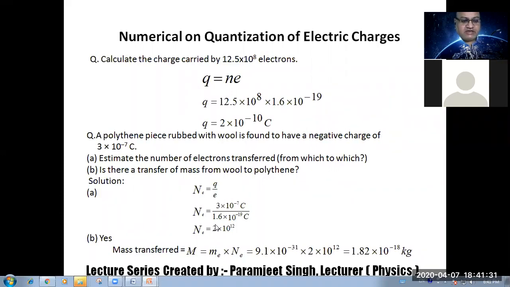B part. Is there a transfer of mass from wool to polythene? If electron has mass, definitely there is transfer of mass, again from wool to polythene. Although the mass of the electron is very small, of the order of 10 raised to power minus 31 kg, the order doesn't matter. The question is whether mass is transferred or not. Yes, mass is transferred. Electrons carry mass as well as charge.